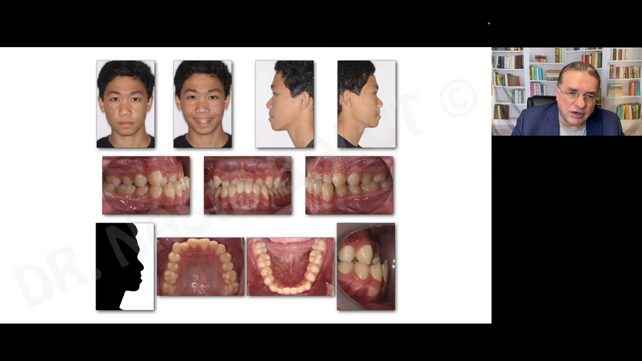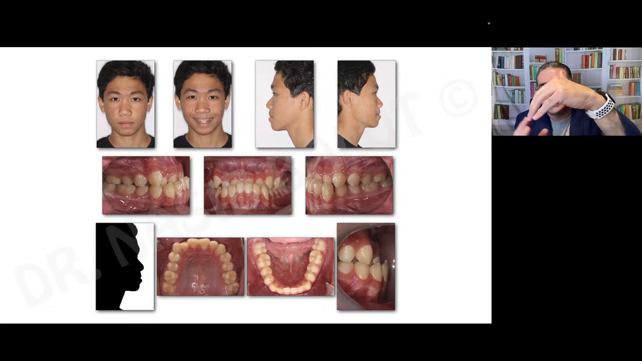He is in a full class 3, both sides, and look at the negative overjet. And unfortunately, he doesn't have a CO-CR discrepancy. In these cases, I wish that they have this discrepancy, because sometimes they bite, and in order to have a maximum intercuspidization, they move forward, and they have this CO-CR discrepancy. This patient didn't have it.